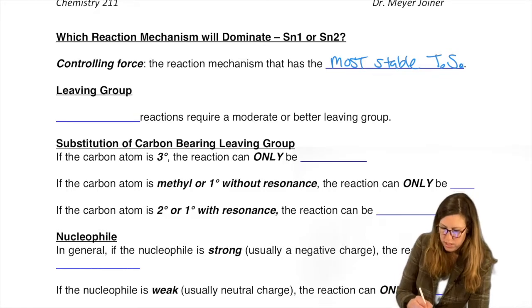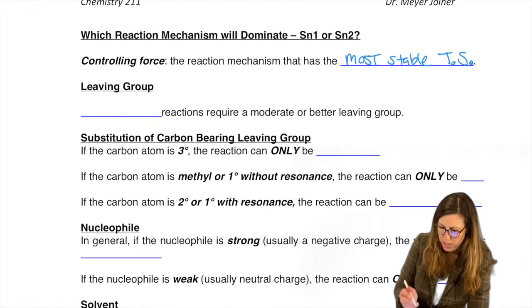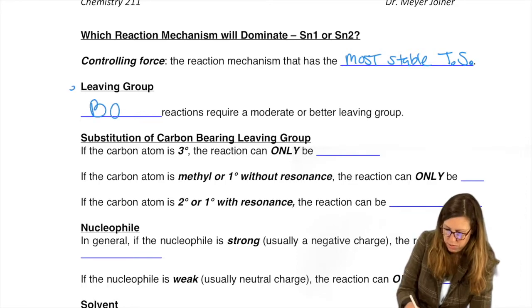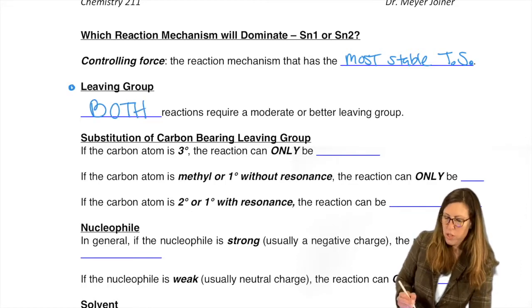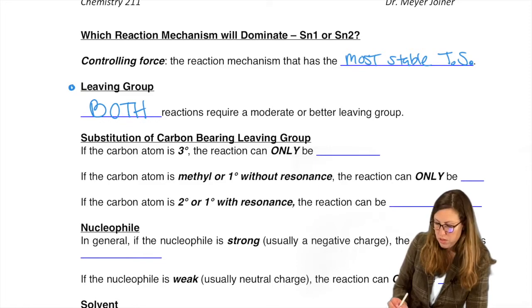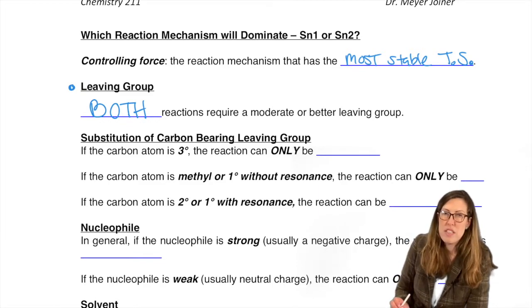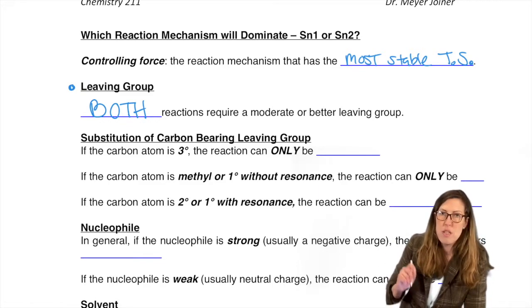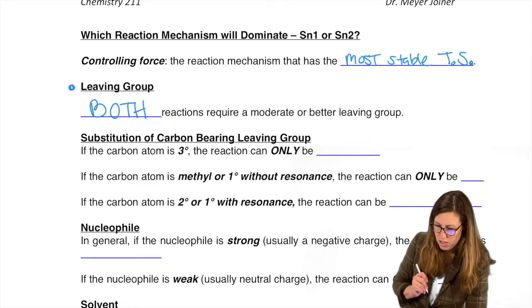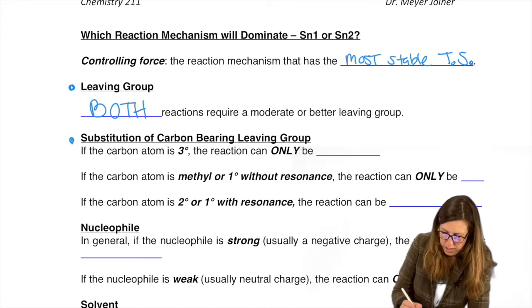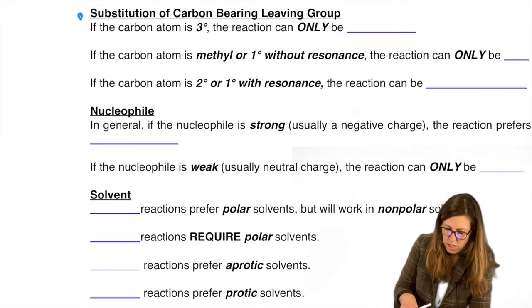Okay, so let's encapsulate both substitution reactions. Both reactions, when it comes to leaving groups, require a moderate or better leaving group. So that will not help us decide. We can't look at the leaving group and say, aha, it's SN1 or SN2. They both require moderate or better leaving groups. How about the substrate? Ooh, this helps a lot.